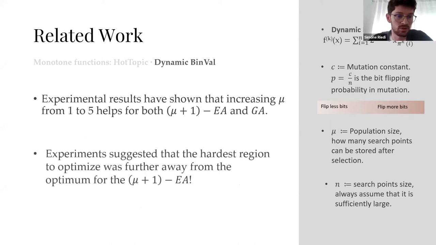The second interesting result is that the hardest region to optimize is not at the optimum, but further away from it for the mu+1 EA. So this is in line with previous results on hot topic.